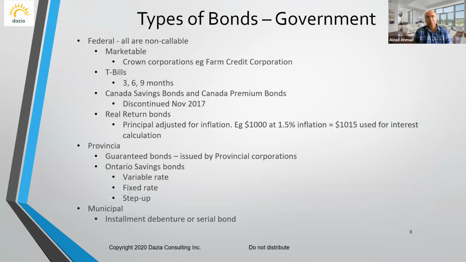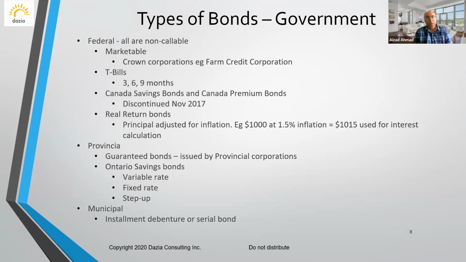So as we said, there are different types of bonds. We're more talking about the government bonds right now. Federal bonds are non-callable. Non-callable means that the government cannot cancel them before maturity. So that is federal, non-callable. Marketable bonds, we have crown corporations, for example, Farm Credit Corporation. They are marketable, meaning they can be sold in the market for a fair price at any time.